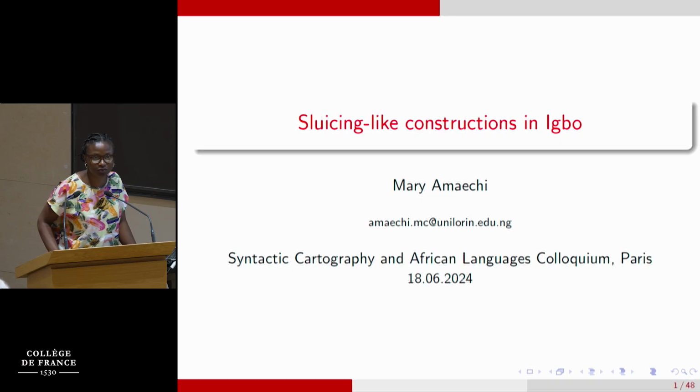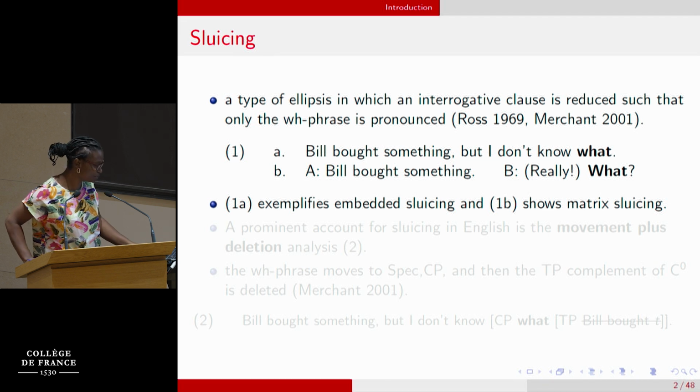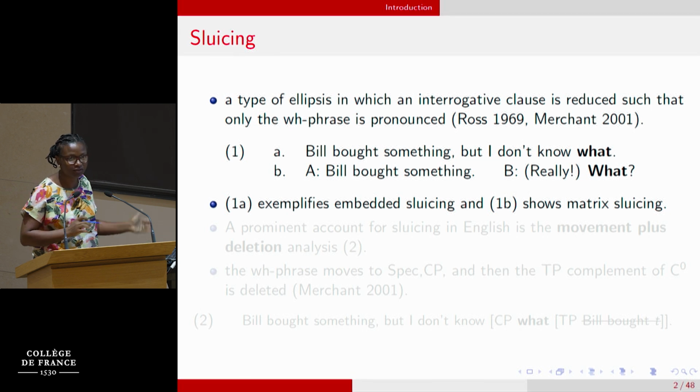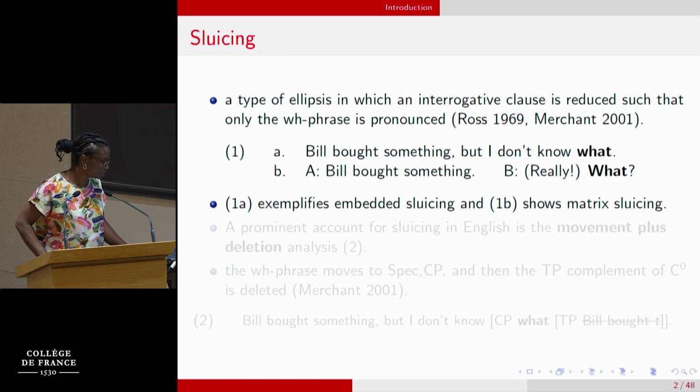Yes, so today I'll be speaking on the sluicing-like construction in Igbo. So sluicing, as we know it, is a type of ellipsis that involves interrogative clauses, such that the interrogative clause is reduced and we only have a WH. So the example in 1A is showing what is known as embedded sluicing: Bill bought something, but I don't know what. And in 1B, we have the case of matrix sluicing: Bill bought something, what? So I'll be looking at these two kinds of sluicing in Igbo.